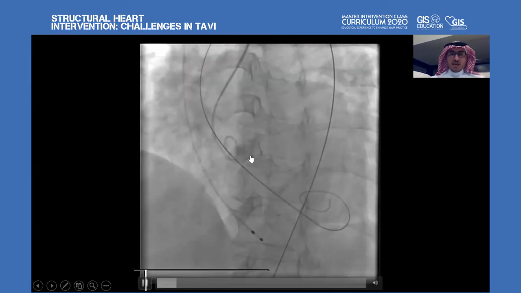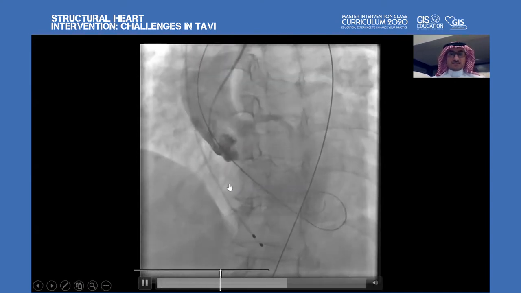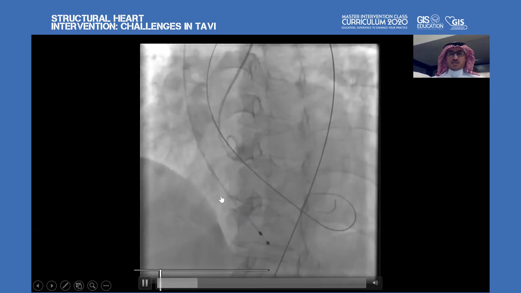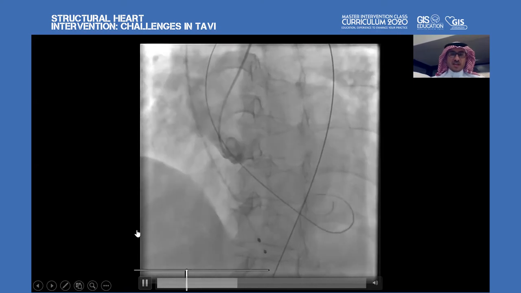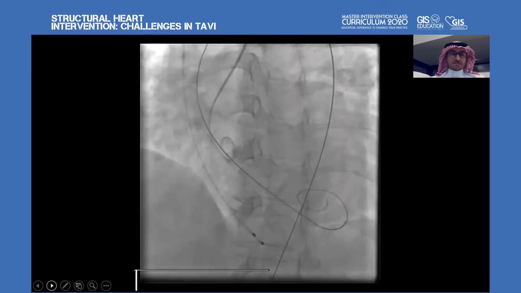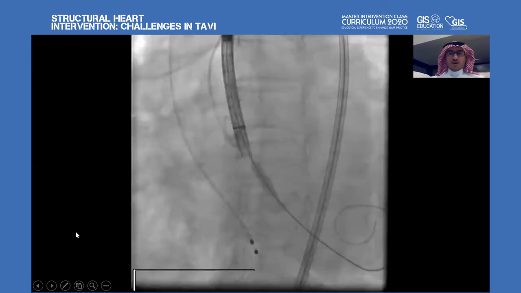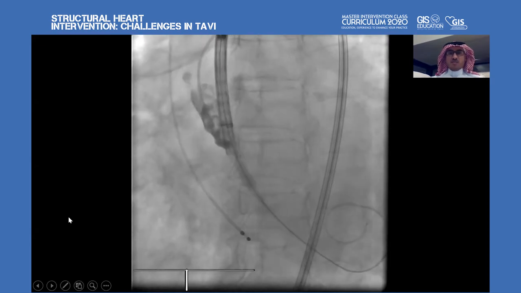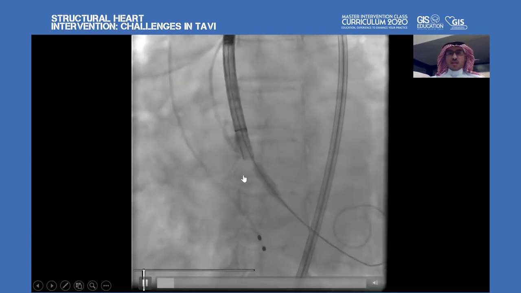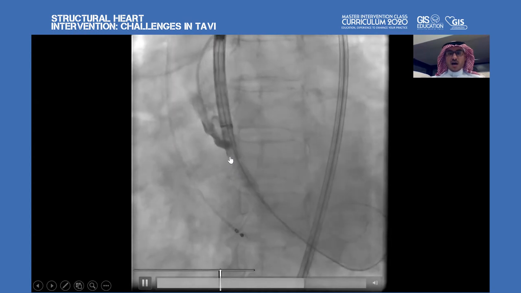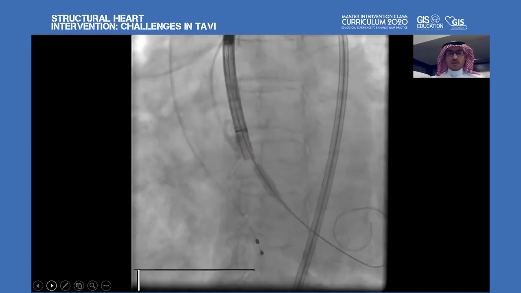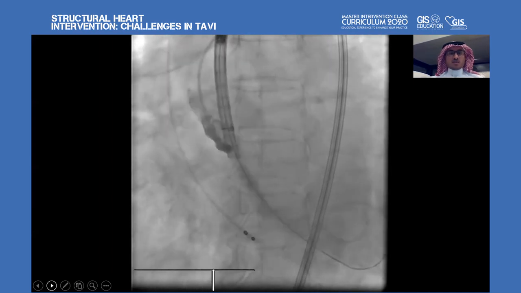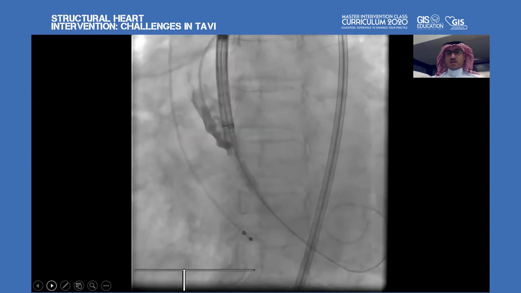You can see here that the leaflets are heavily calcified, and we're almost fully opacifying the left cusp as well. We've positioned our valve, and we were thinking that it was a little bit high on this end, but we figured we'll start deploying, and then as it dives deep, it will probably be at an appropriate level.